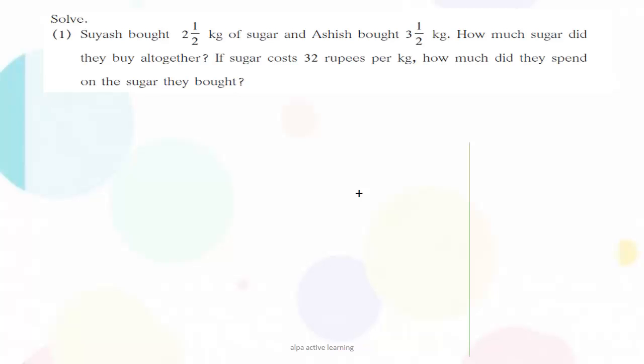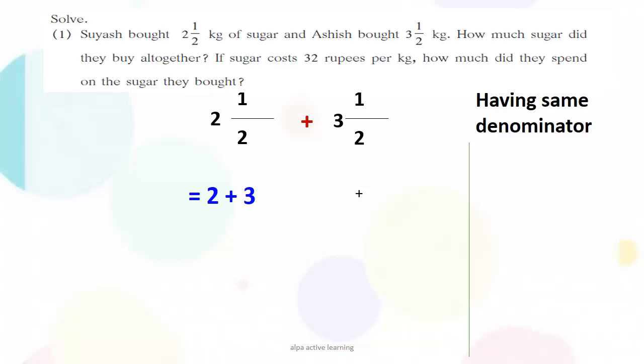So what should we do first? We should add their fractions. So here 2 1/2 plus 3 1/2. Now there are two ways. We add the whole numbers first, right? So 2 plus 3. Now here 1/2 and 1/2 have the same denominator.